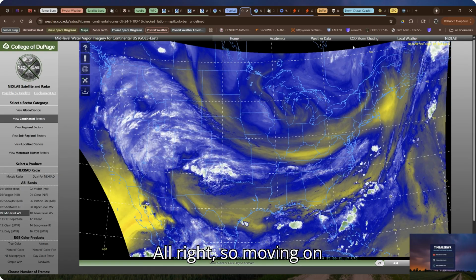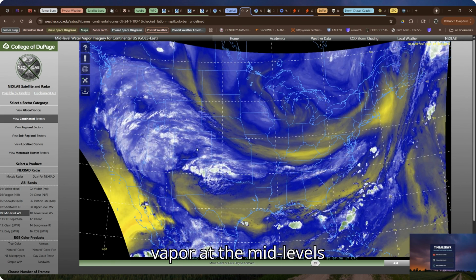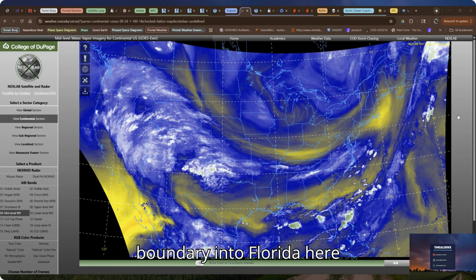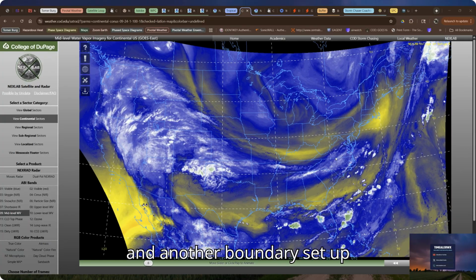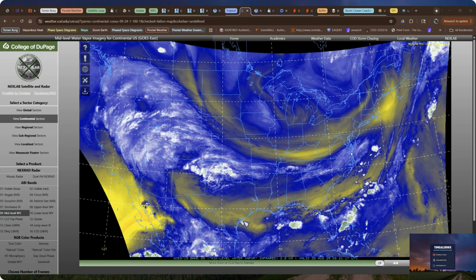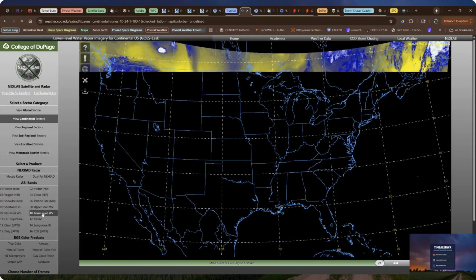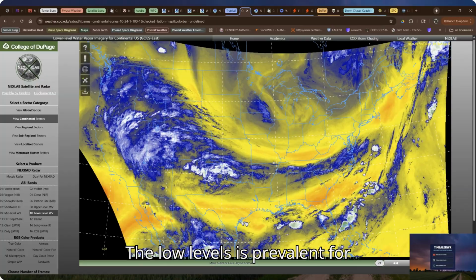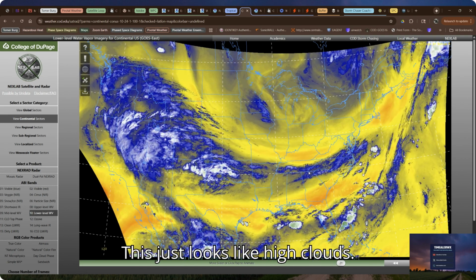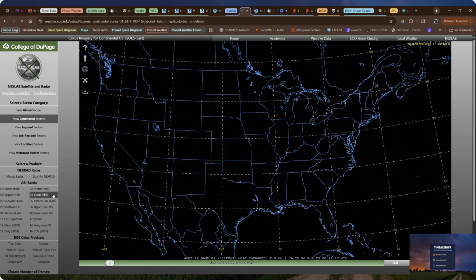All right, so moving on here, we have the water vapor at the mid levels here. See boundary into Florida here, and another boundary set up just north of that in the Tennessee Valley here. However, dry air in the lower levels is prevalent for a good portion of the eastern U.S. This just looks like high clouds. Can't really see it there.